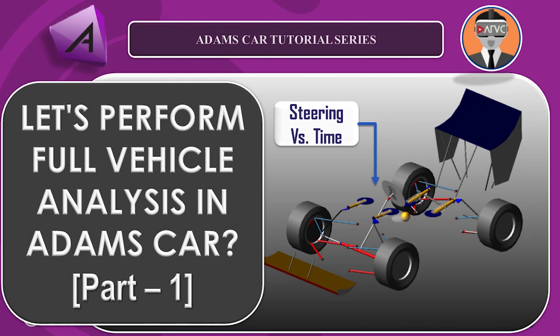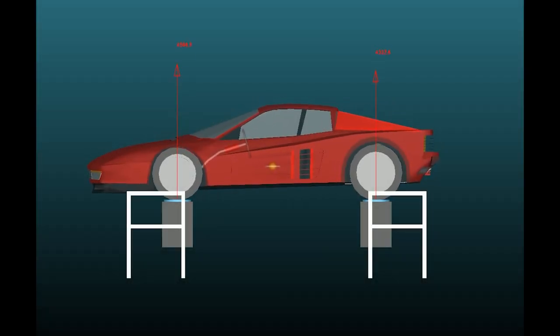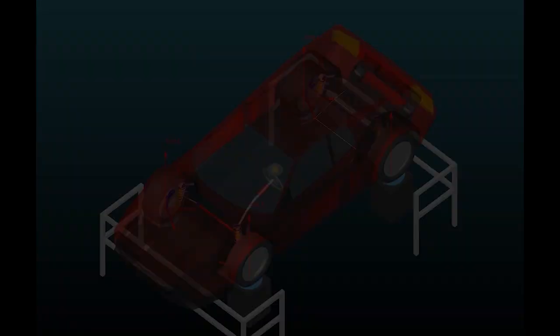Good day, folks. Let's start with understanding firstly what it means to run full vehicle analysis. Running full vehicle analyses in Adam's Car, you can take previously created suspension subsystems and integrate them with other subsystems to create a full vehicle assembly. You can then perform various analyses on the vehicle to test the design of the different subsystems and see how they influence the total vehicle dynamics.